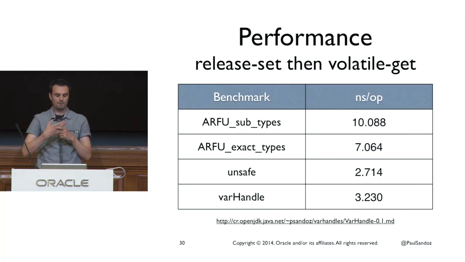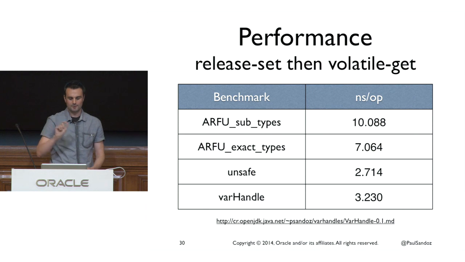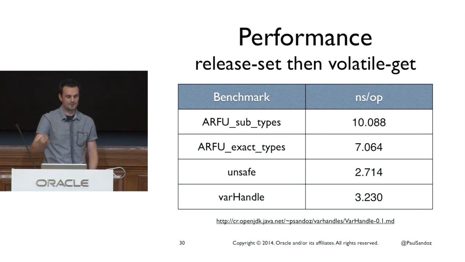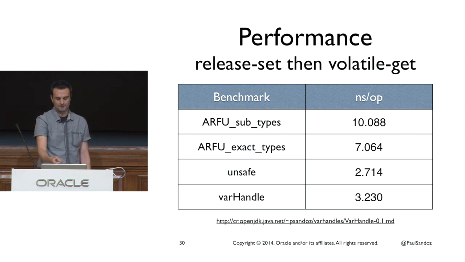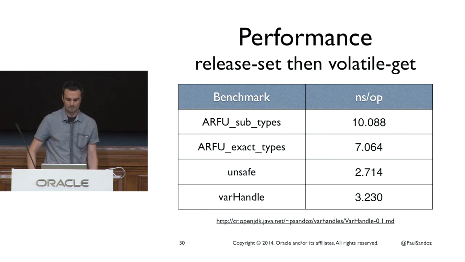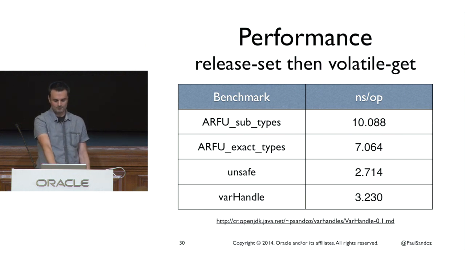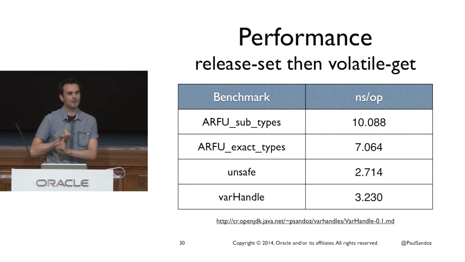Okay, so if I remove the store load barrier and just do a release set or a lazy set with a volatile get, we start to see what's going on under the covers better. If we remove that store load, we see that VarHandle is slightly slower than Unsafe, and we see that the AtomicReferenceFieldUpdater is slower than exact types and even slower when using the subtypes. So that gives us a better reflection of what the execution is doing underneath the covers. And I think the difference between Unsafe and VarHandle is due to the null checks.